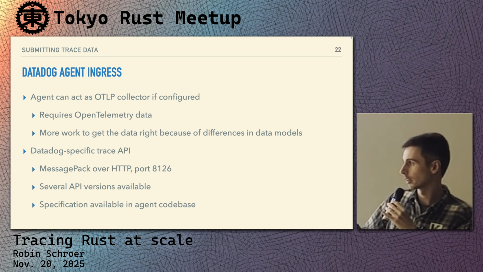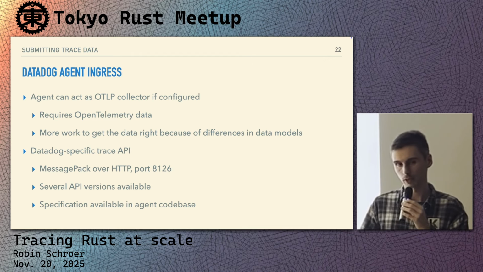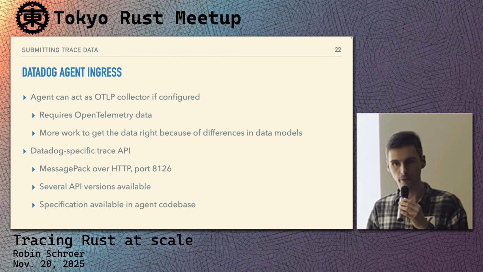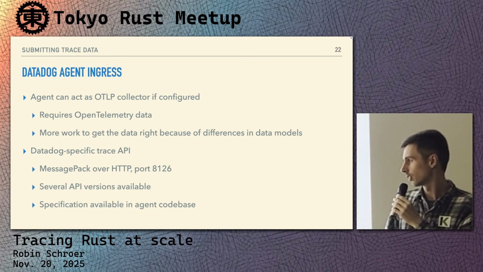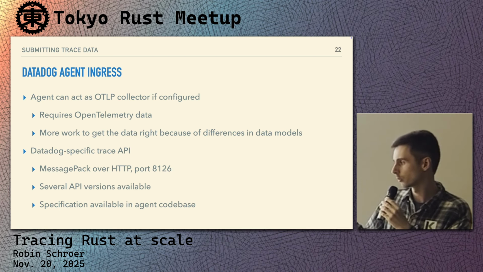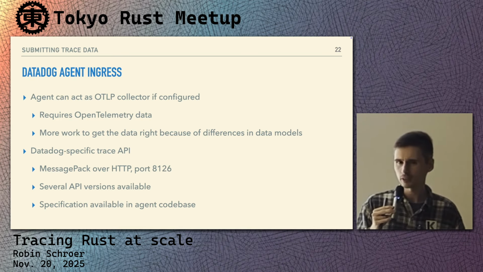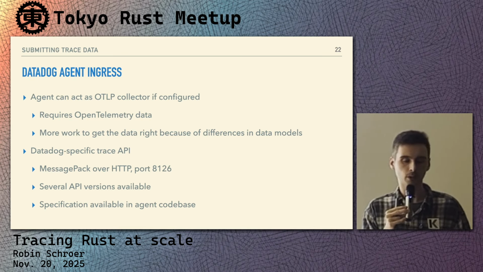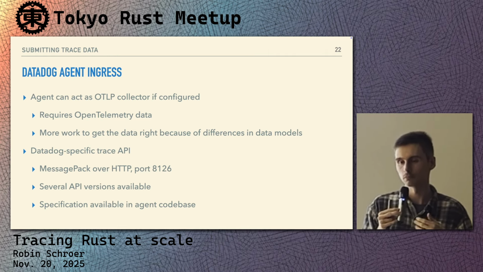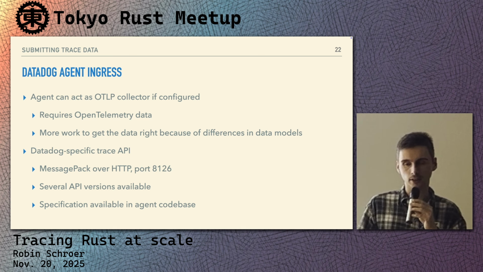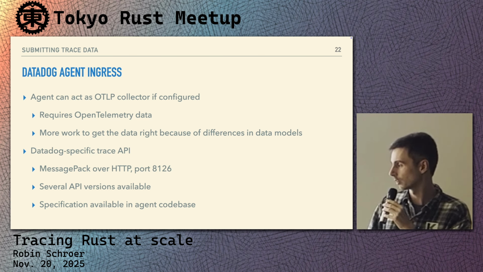The alternative is to use the Datadog-specific trace API, which the agent serves by default, and that's what all the cross-party SDKs use. And that's just MessagePack over HTTP on this port. There's a few different versions. And the agent is open source, so while the API isn't really documented, the agent is very well documented, so you can kind of reverse engineer from that and use the existing open source SDKs as implementation examples.